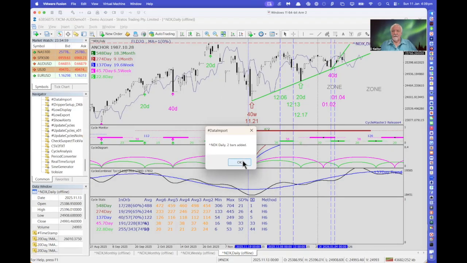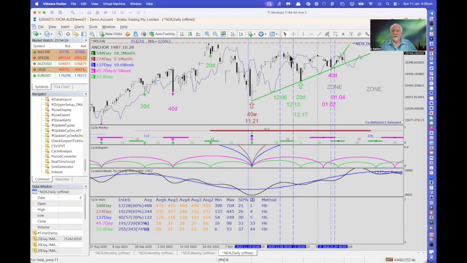Well, it's still sort of hesitating. There's a couple of extra bars there, but it really hasn't gone past its highs of the mid-period of December. And compared to the Dow and the S&P, it's not breaking into new all-time highs.